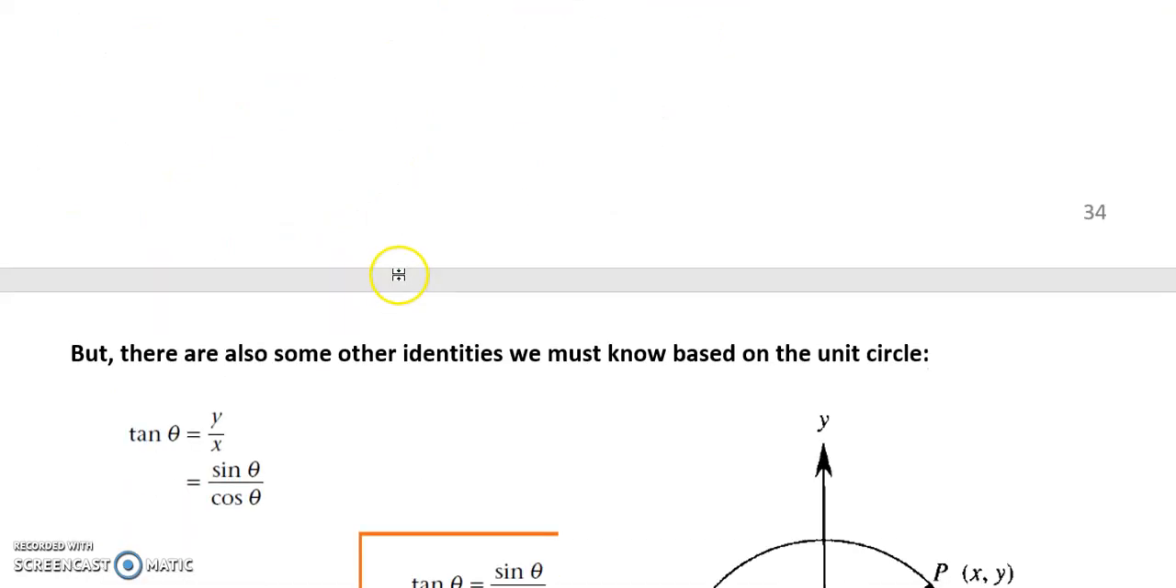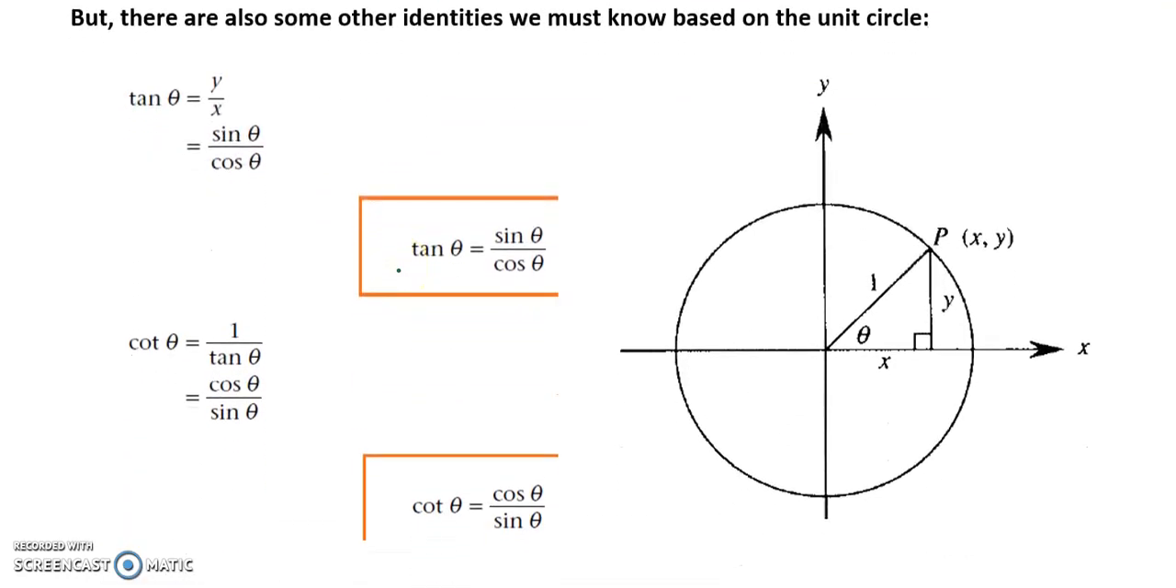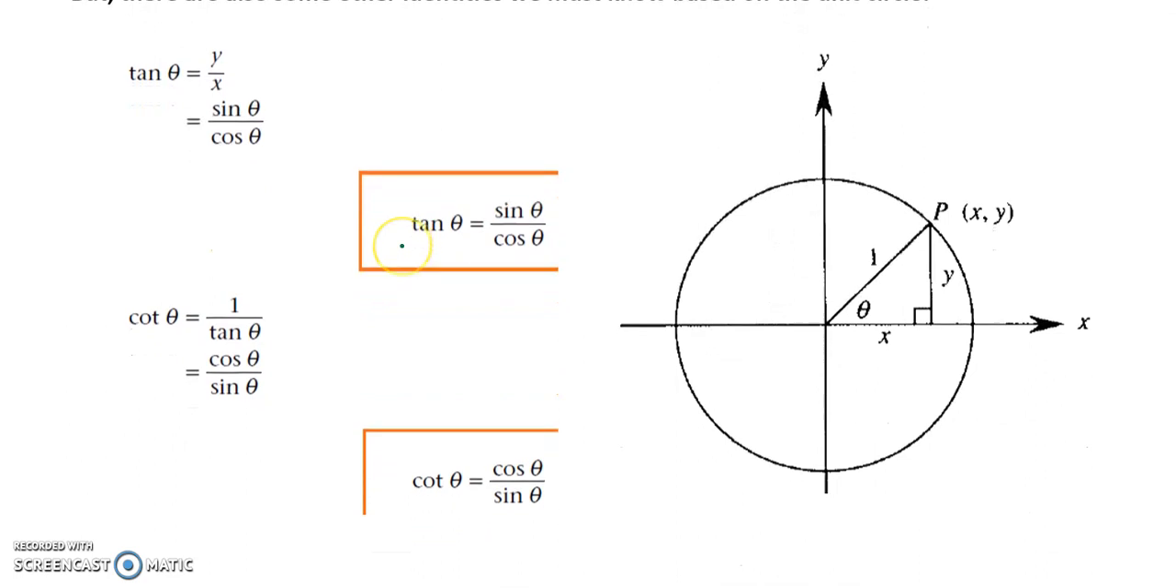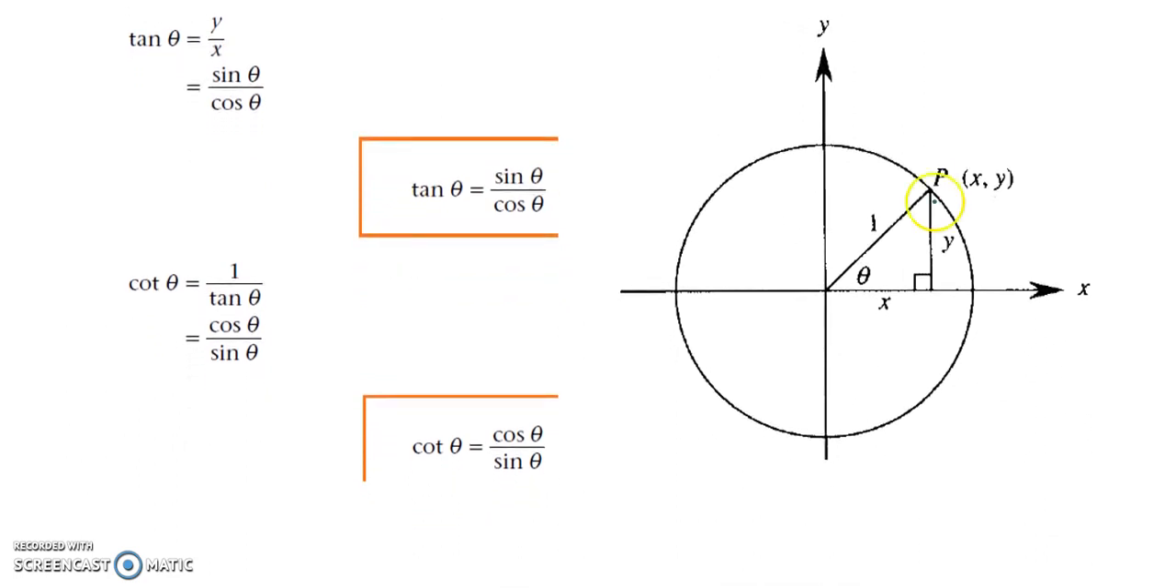Okay, continuing on, here are some other really important identities based on the unit circle. So here's my unit circle over here, I've got a distance of x horizontally, vertical distance of y, my point is x, y, my radius is 1. So tan theta is y over x, and that is sine theta on cos theta. Cot theta is the inverse of that. Okay, flipping it over.